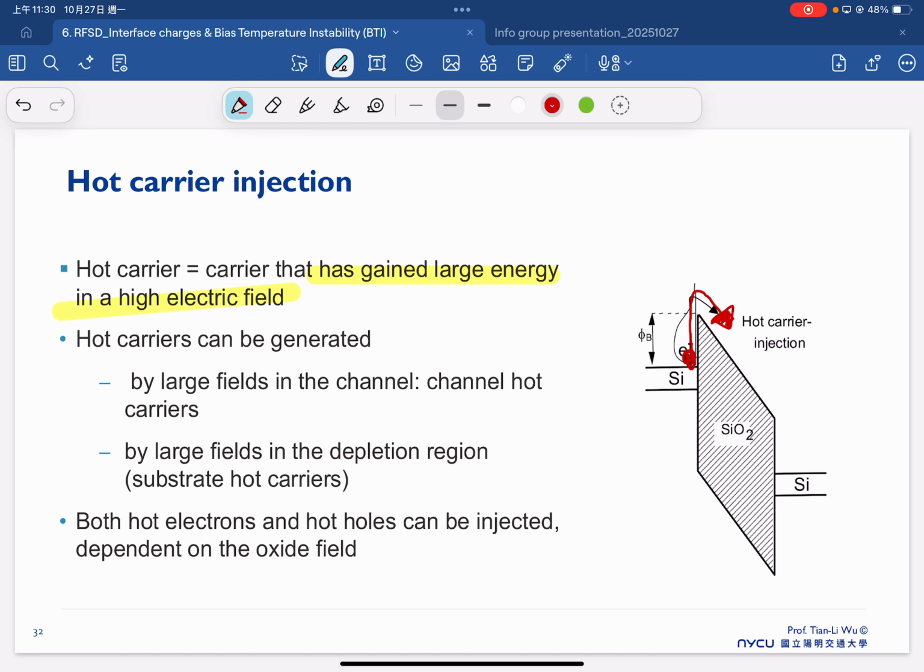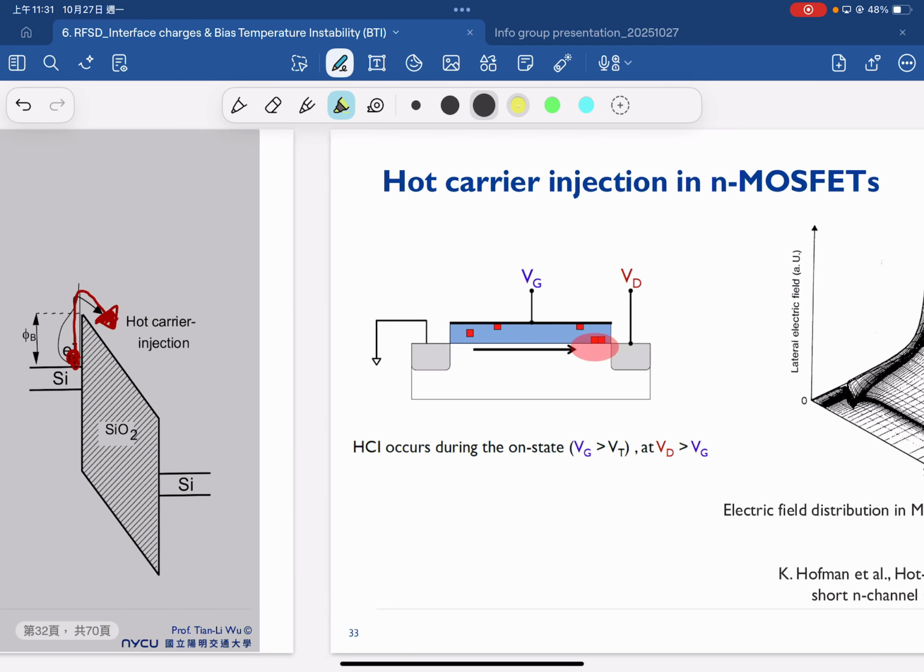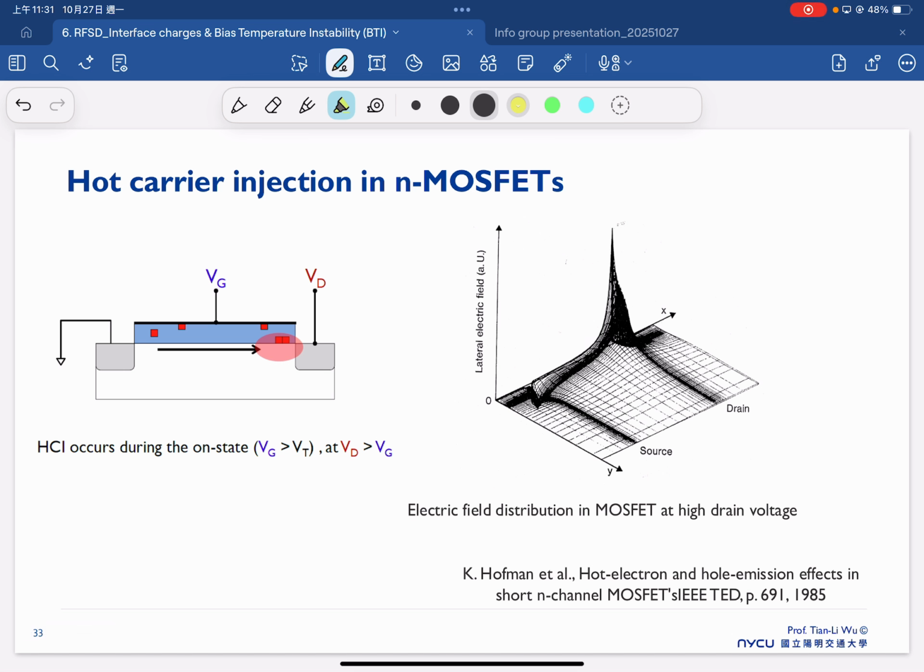In one direction here. So the hot carrier can be generated by considering the large fields in the channel. That's what we call channel hot carrier, or large fields in the depletion region, that we consider as substrate hot carriers here. So both hot electrons and hot holes can be injected, depending on the outside field. So we can have hot hole injection, we can have hot electron injection. The hot carrier injection mainly happens in the case where the device is biased in the on state.